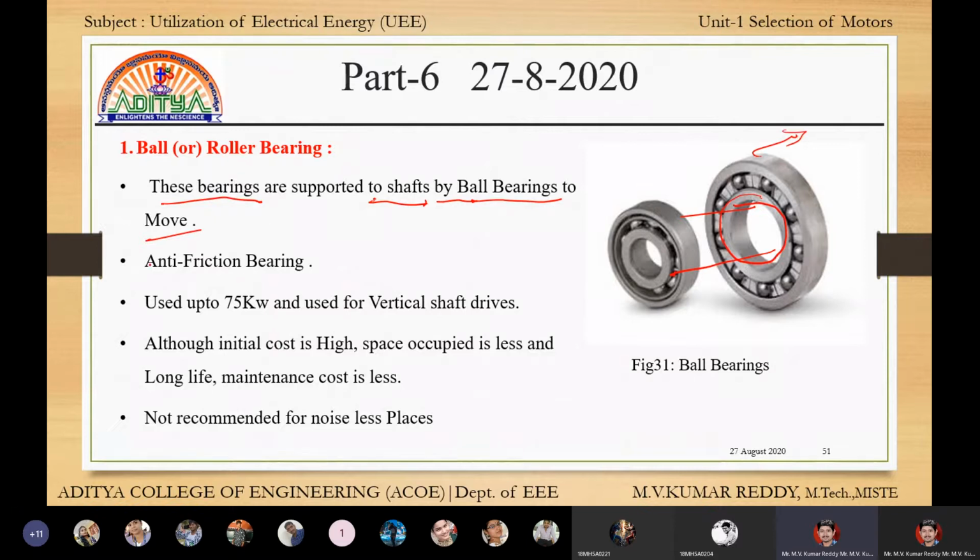Next, anti-friction bearing. This is also called an anti-friction bearing. These are used up to 70 kilowatts and for vertical shaft drives. Vertical shaft drives means in this direction. Although the initial cost is high, the space occupied is less, and it has a long life.